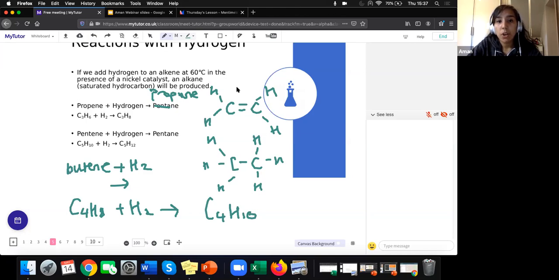Someone's asking, would an isotope of hydrogen affect this reaction? You would never be asked to use an isotope of hydrogen. You would be using hydrogen gas, H2, not an isotope.